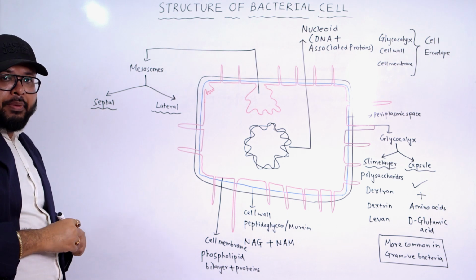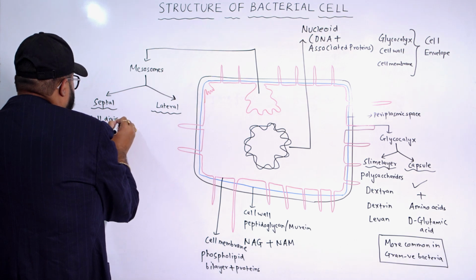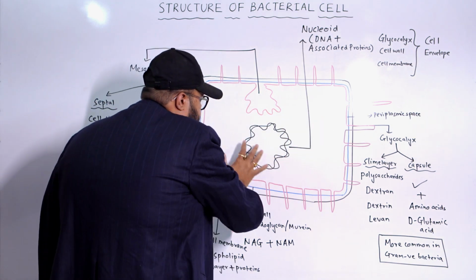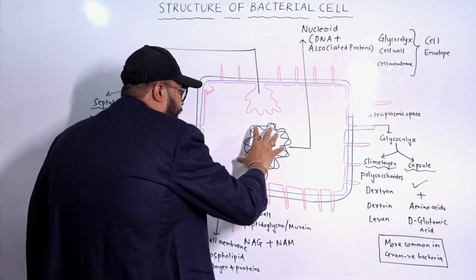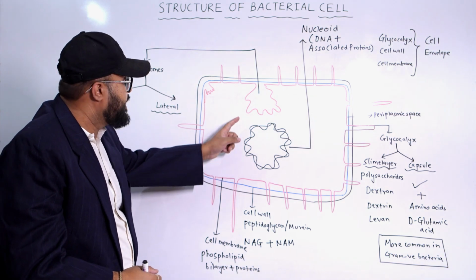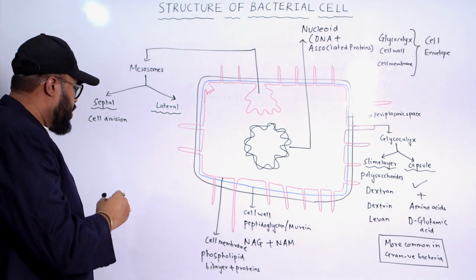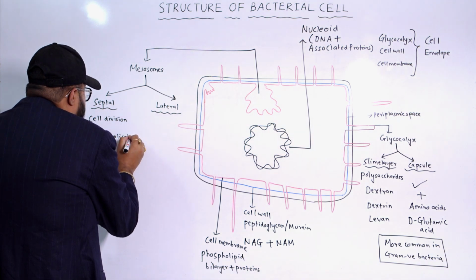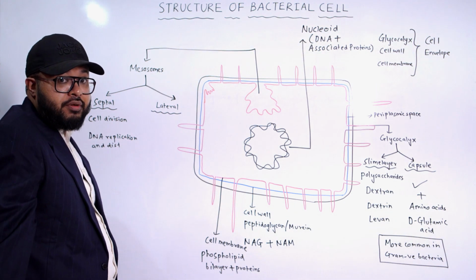Septal mesosome helps in cell division. Whenever a cell divides, all the materials which are present inside the cell undergo duplication. So there will also be duplication of this DNA. And the duplication of this DNA is controlled by the septal mesosome. So the septal mesosome helps in DNA replication and distribution of DNA to the daughter cells after cell division.